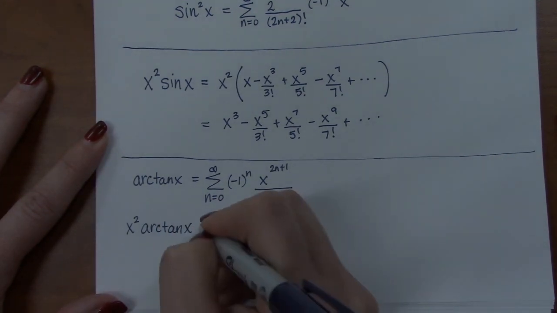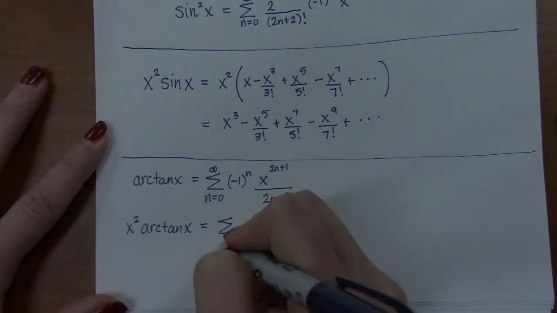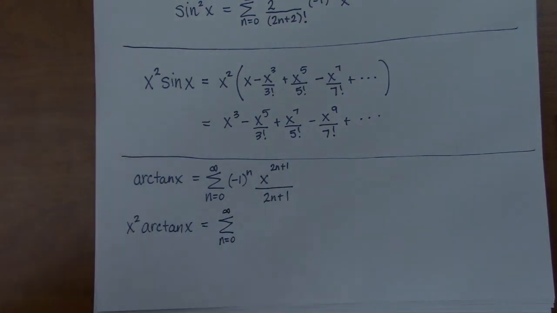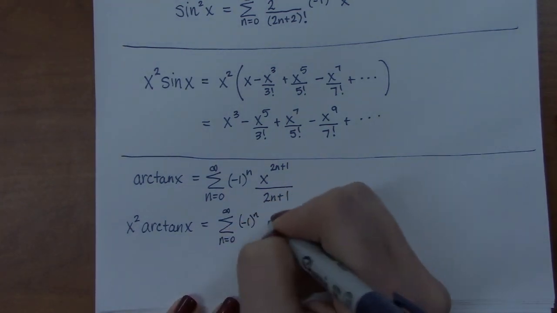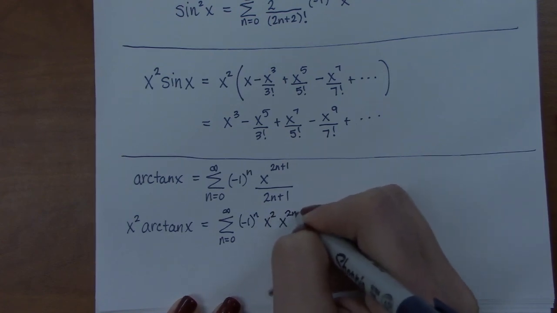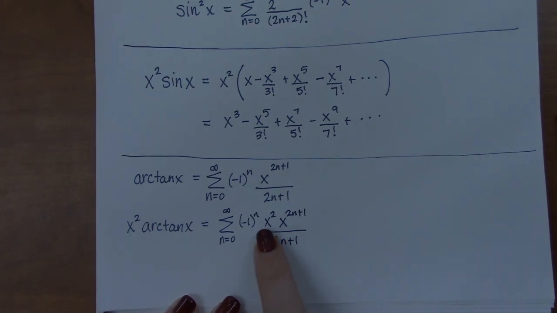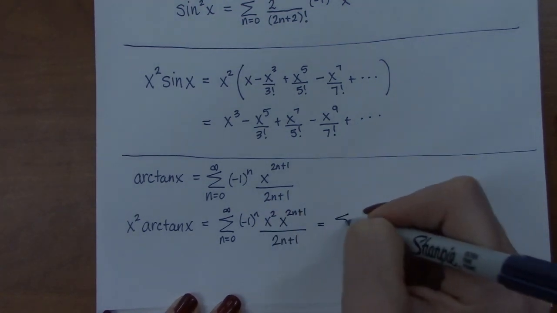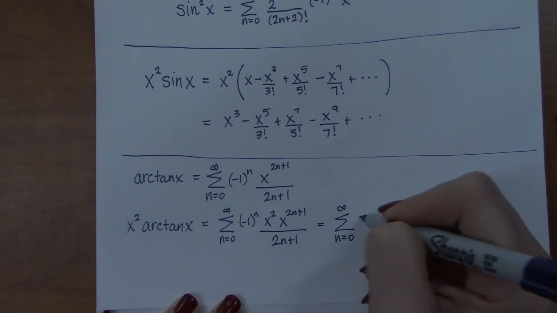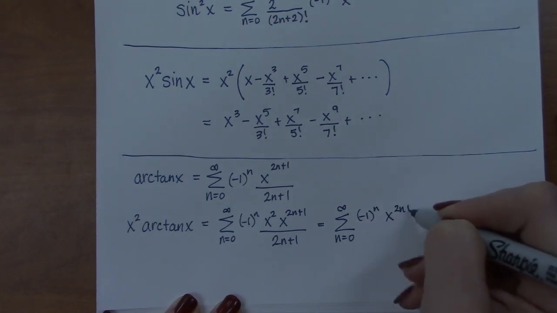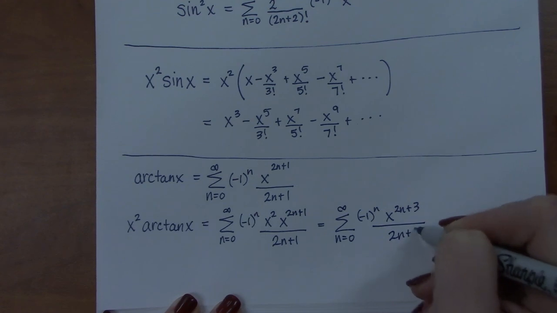arctan of x is, I can simply move the x squared into the summation. And remember, I'm allowed to do that because from the summation's point of view, x squared is just a constant, because n is the variable of the summation. So the -1 to the n stays where it is, and I have x squared times x to the 2n plus 1 over 2n plus 1. And the rules of exponents say, if they have the same base, you add the exponents together. So the result would be -1 to the n, x to the 2n plus 3 over 2n plus 1.